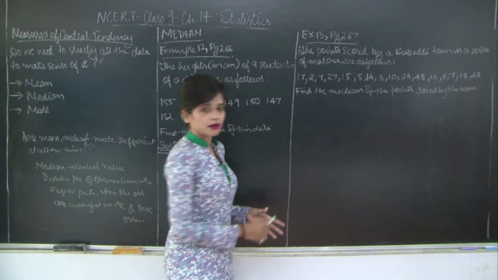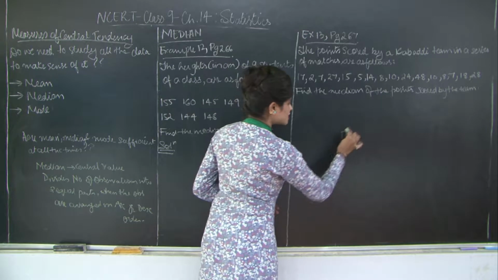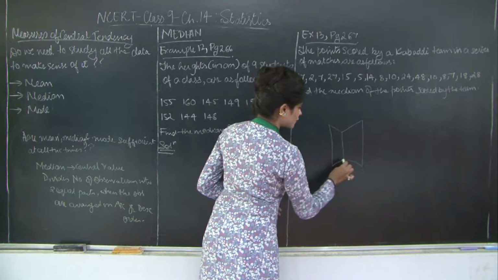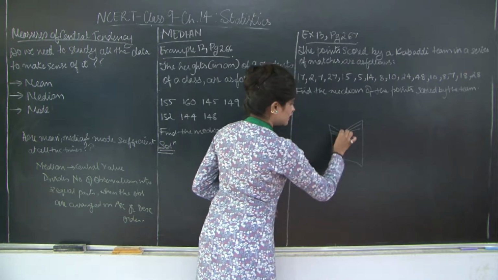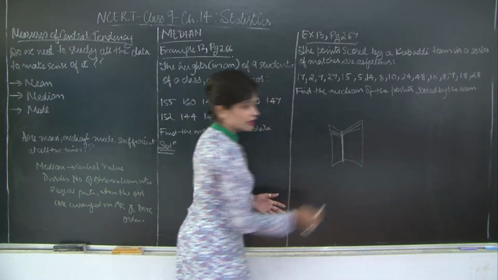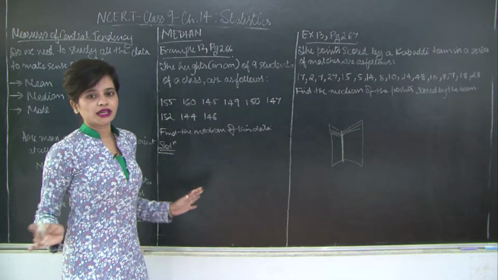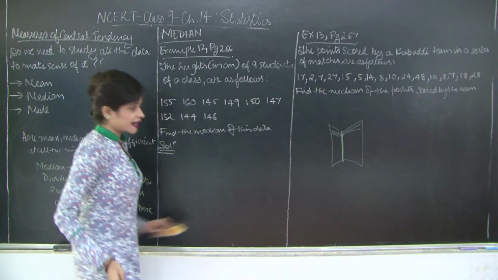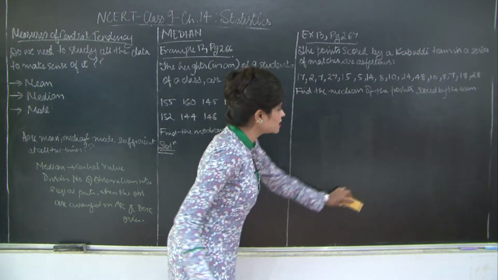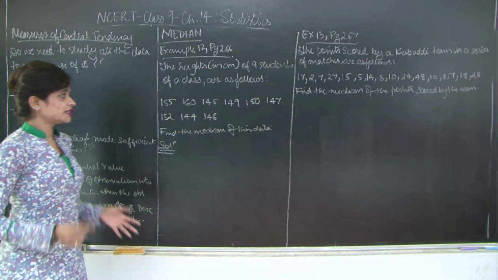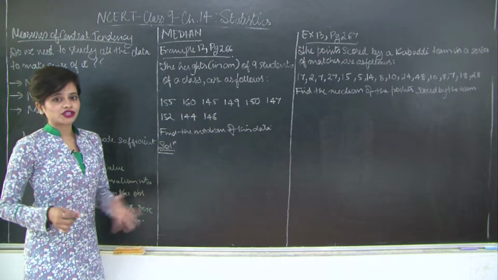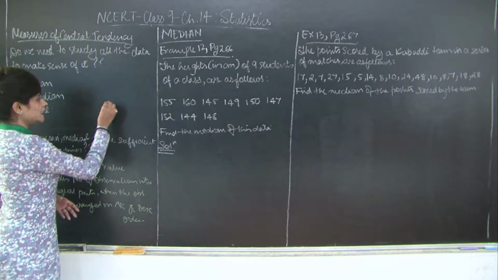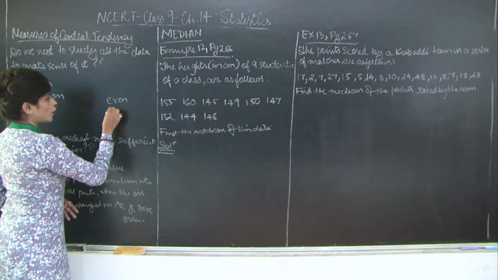Another example is a book. If this is your book, with all the pages, then this line is the border line. It will divide the book into two equal halves. That is exactly what median does, and for that your data needs to be arranged either in ascending order or in descending order. Now the number of observations that we can have is either even or odd.